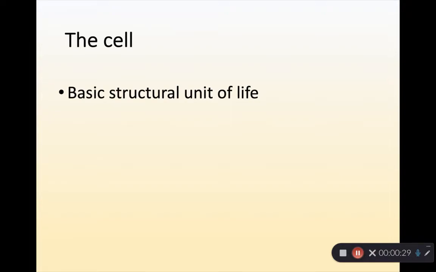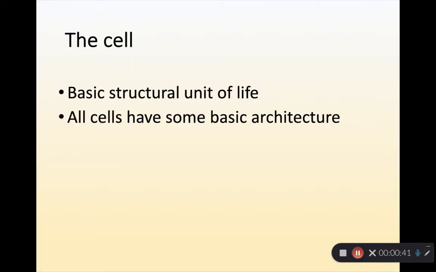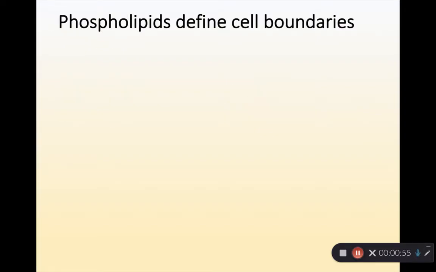So the cell, as we've discussed previously when we looked at the prokaryotes and eukaryotes, is the most basic structural unit of all life on Earth. And all cells have this same basic architecture. Again, we talked about this in our previous lectures when we were looking at the differences between those different branches of life. And one of the critical things that helps define cells and their structure are phospholipids.